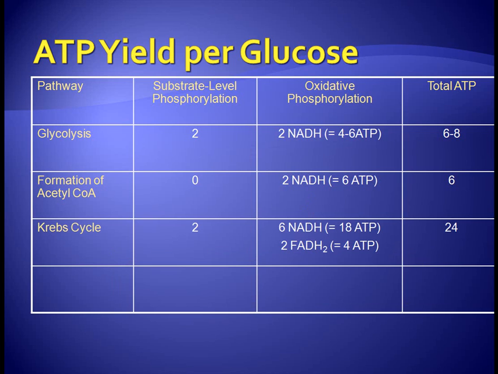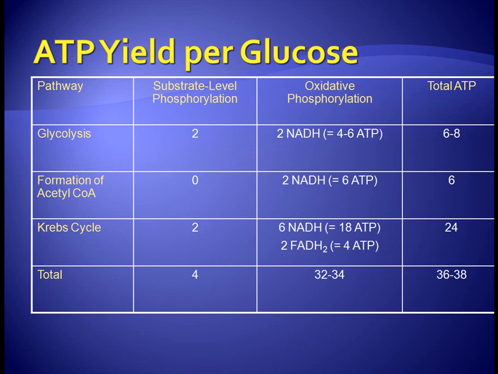The citric acid cycle also gives us 2 ATPs via substrate level phosphorylation. However, the 6 NADHs and 2 FADH2 give us another total of 22 ATP molecules, for a total of 24 ATPs phosphorylated via the Krebs cycle.